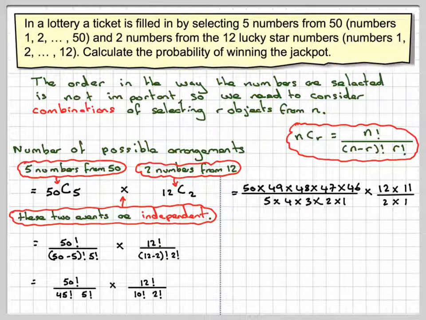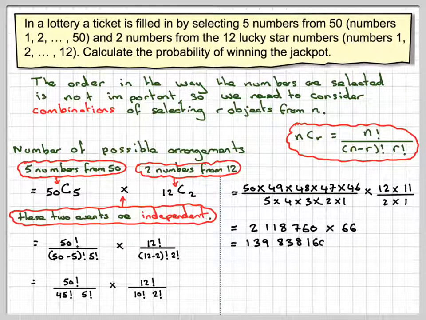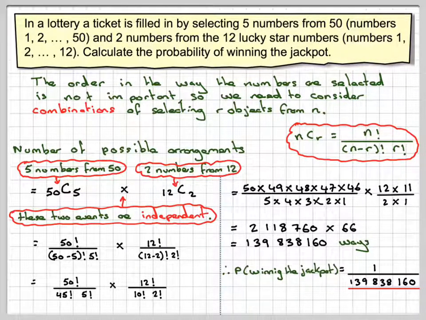If we work this out, and probably we would have worked these out just using the calculator, this becomes 2,118,760, and this comes to 66 different ways. And if we multiply this together, we get 139,838,160 different ways of choosing the numbers for this lottery. And therefore, the probability of winning the jackpot is one of those, only one of those would be correct. So it's 1 out of 139,838,160. This is probably why I have never won the lottery.